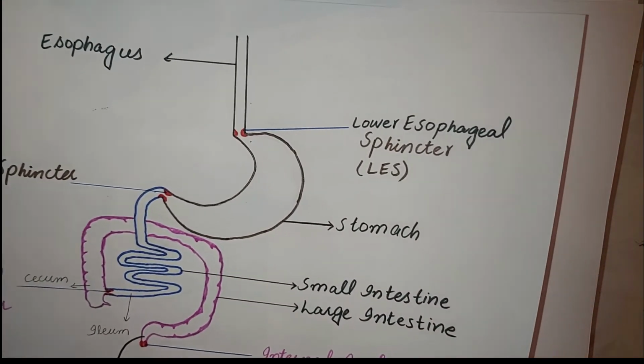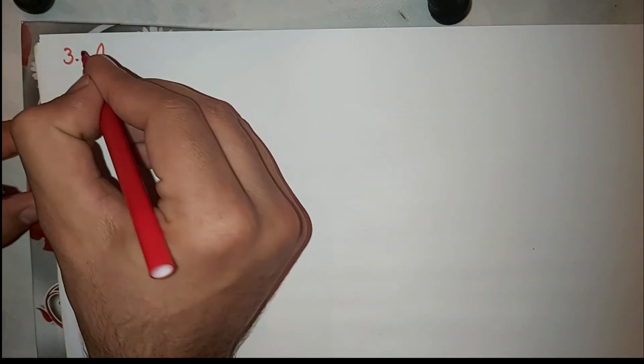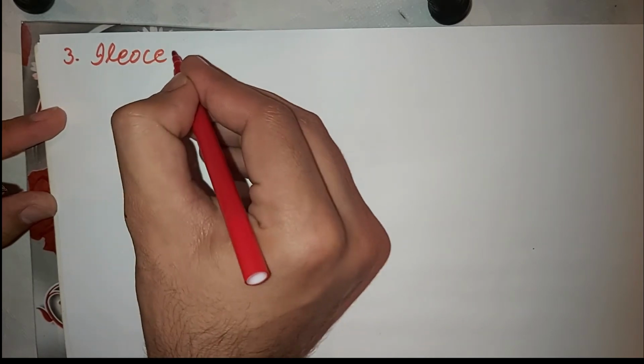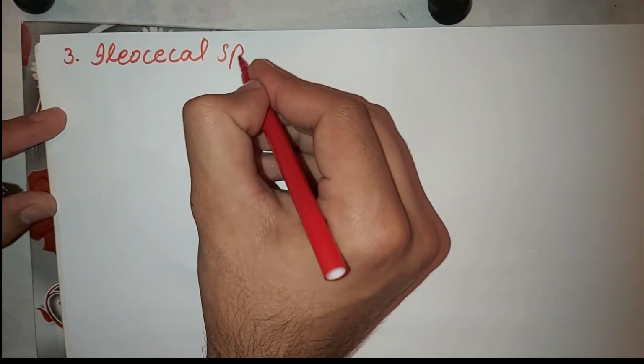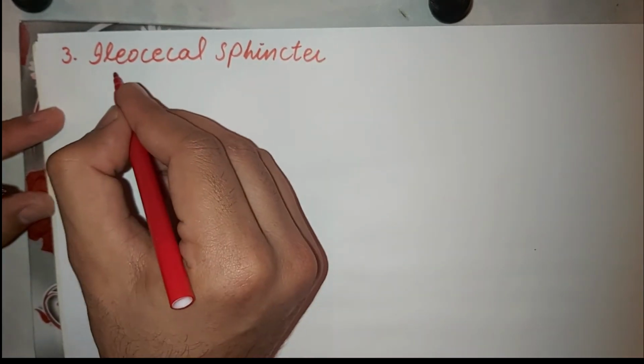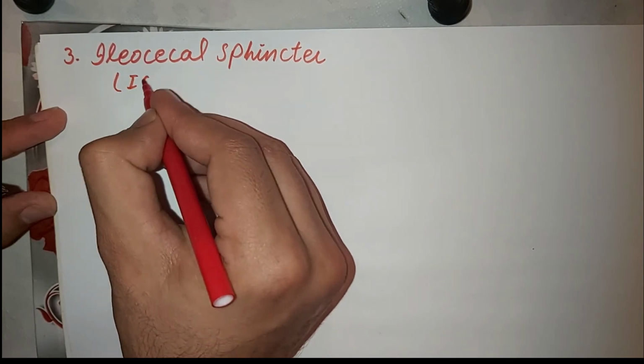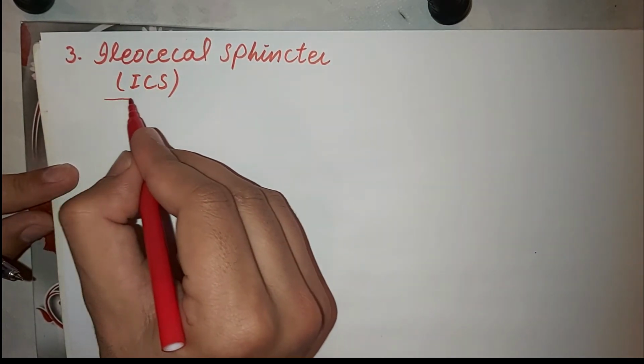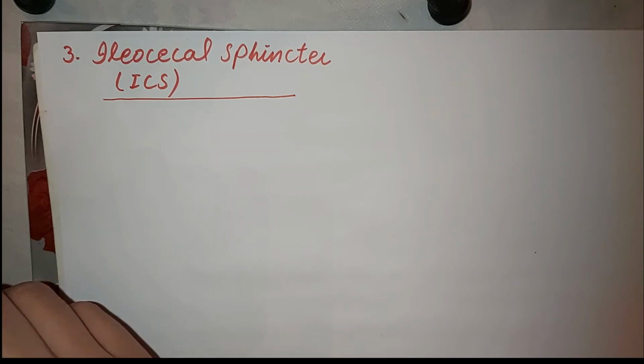And now we will see the third sphincter. The third sphincter is the ileocecal sphincter. It is abbreviated as ICS.